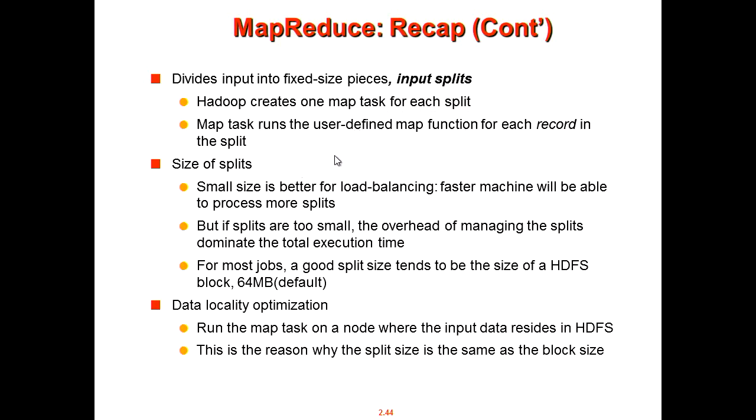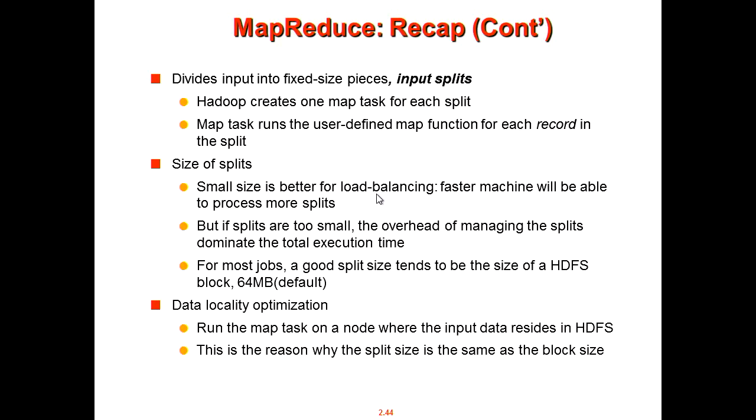The size of a split depends on HDFS. Normally it's 64 megabytes or 128 megabytes. How to decide the size of splits is a very important problem in big data processing, because it cannot be too small, otherwise there are too many splits and the overhead of managing the splits will dominate the processing time. It also cannot be too large. If it's too large, then dealing with one split will be too complicated.